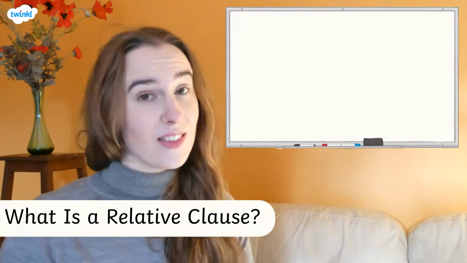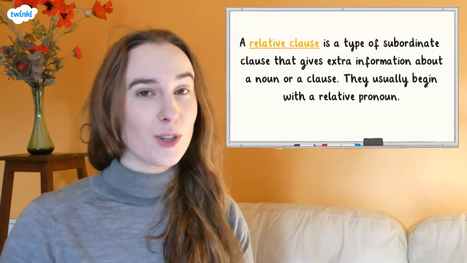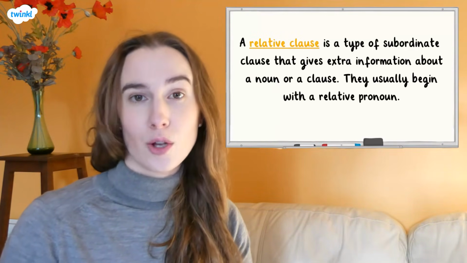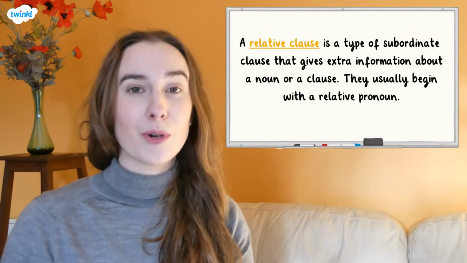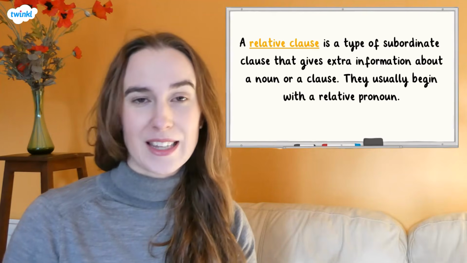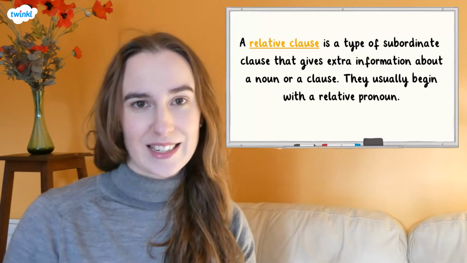Hi there! In this video we're going to be looking at relative clauses. A relative clause is used to give extra information about a noun or clause. They are a type of subordinate or dependent clause, which means that they don't make much sense on their own and need to be paired with a main clause to make a sentence.